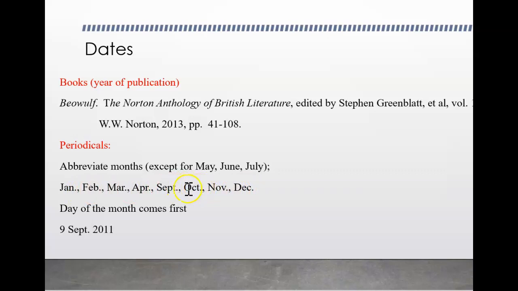Maybe they'll fix it 1 year. But Jan, Feb, Mar, Ap, Sept, Oct, Nov, and Dec are the abbreviations for the months. And you write the dates out in MLA style. This is kind of the international way of recording dates. The day of the month, the name of the month, and the year. Just the abbreviation. There are no commas separating these things.